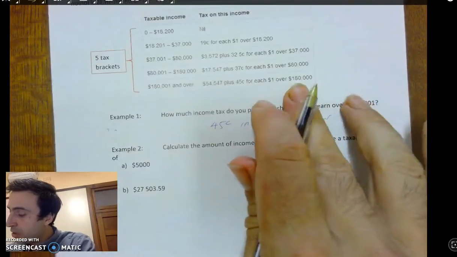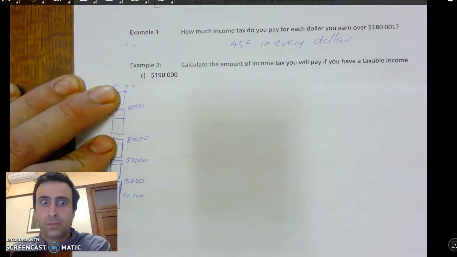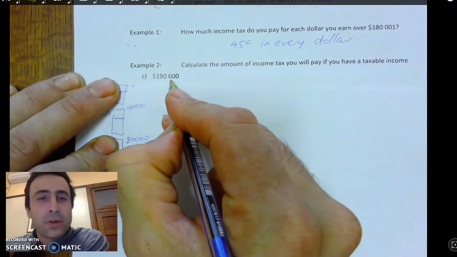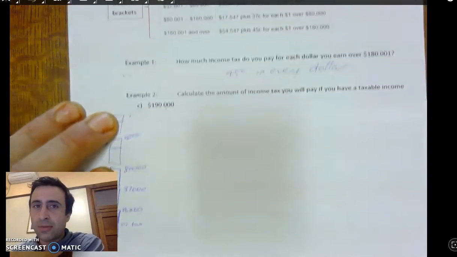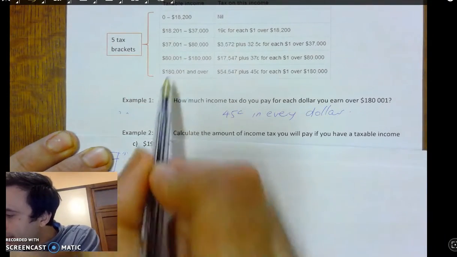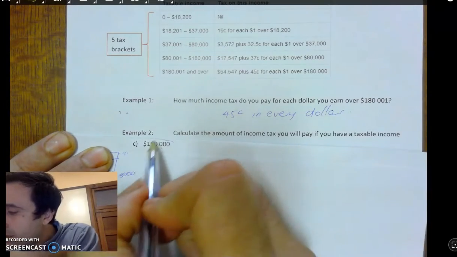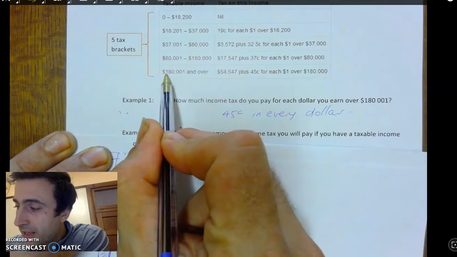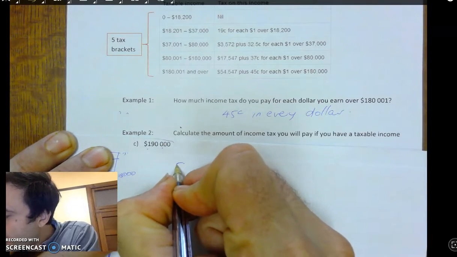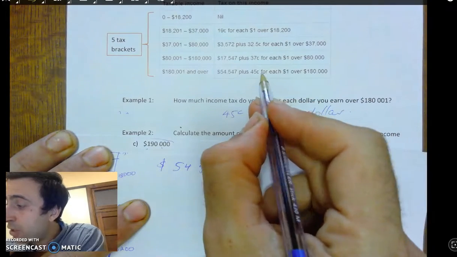Now let's get down to the nitty-gritty, and we're going to jump all the way down to $190,000. All right. So if we earn $190,000, we have a taxable income of $190,000. We need to have a look at our tax table, and we see where this sits in our tax table. In what bracket? Because you'll be given a tax table in all of these questions. Okay, you have to. We don't expect you to remember this. And so we see $190,000 is in this bracket. It's above $180,001. And therefore, we look across, and we see that we have to pay $54,547 tax plus 45 cents for each dollar that you earn over $180,000.